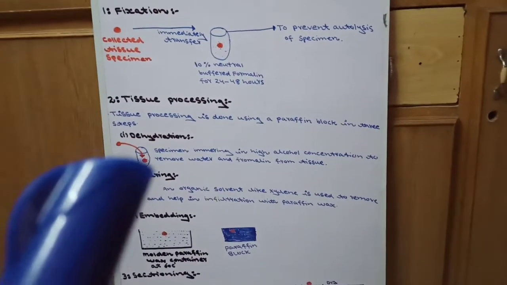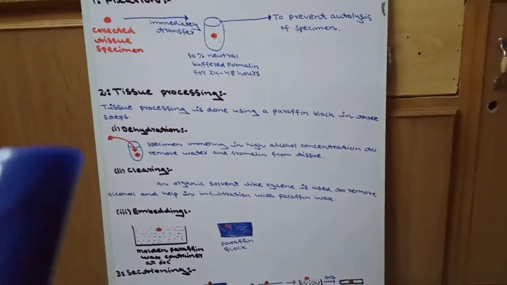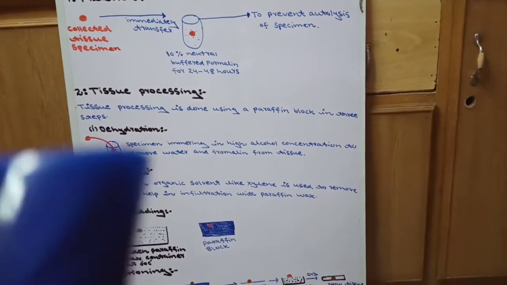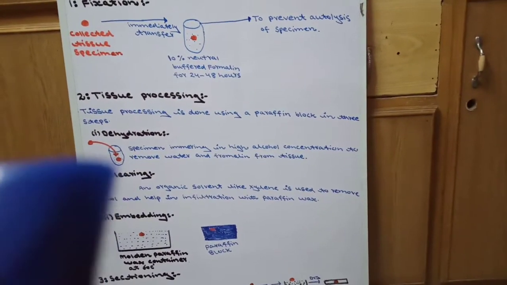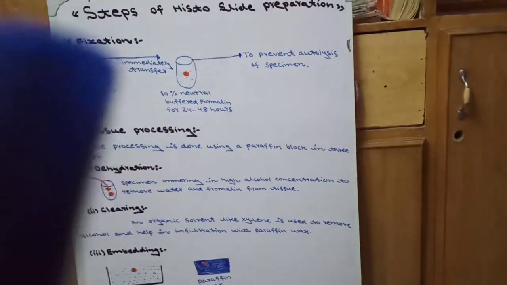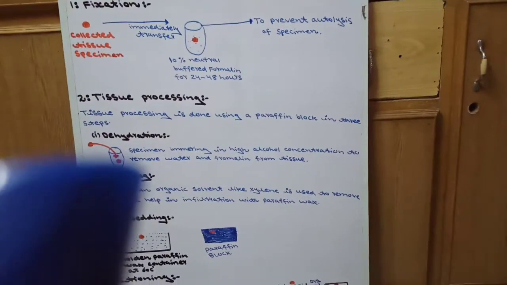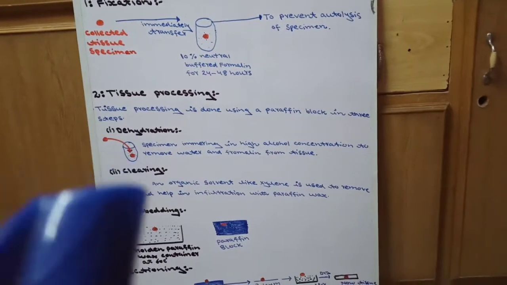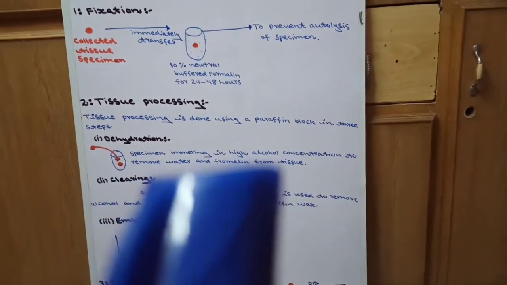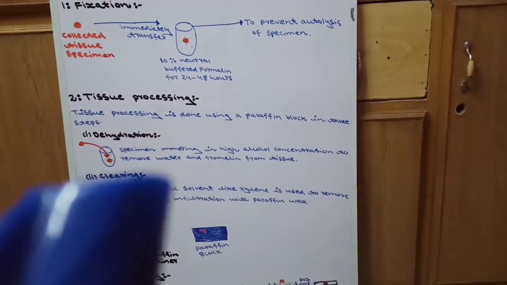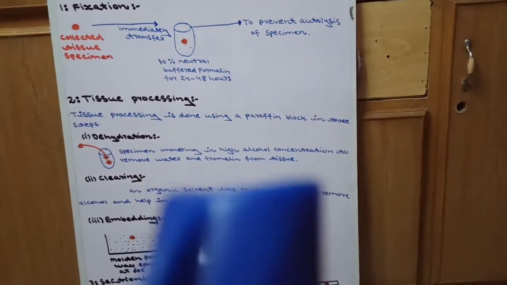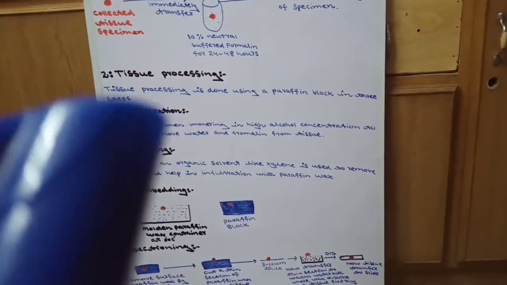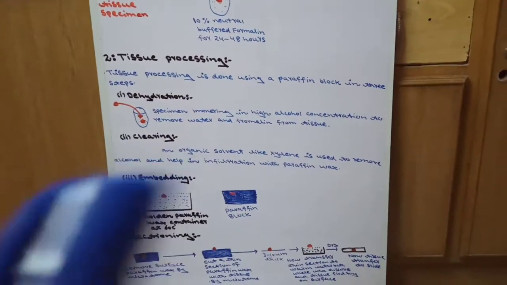Number 1 is dehydration. In dehydration we transfer the specimen to high alcohol concentration in order to remove water from the specimen and formalin from the specimen, which was used in the first step. In dehydration, the specimen is immersed in high alcohol concentration to remove water and formalin from the tissue. This is called dehydration. After dehydration in tissue processing, the second step is clearing.